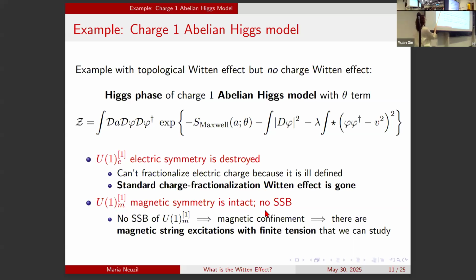So a few comments. The electric symmetry is completely destroyed because of this electrically charged matter. So it doesn't make sense to fractionalize electric charge because it's ill-defined in the first place. So there's no way that we can talk about the charge fractionalization Witten effect in this theory. But nicely, the magnetic symmetry is still there, is intact. It is not spontaneously broken, which means that we have magnetic confinement. So there are nice magnetic string excitations with finite tension that we can study, and the physical effects will be in terms of these string excitations.